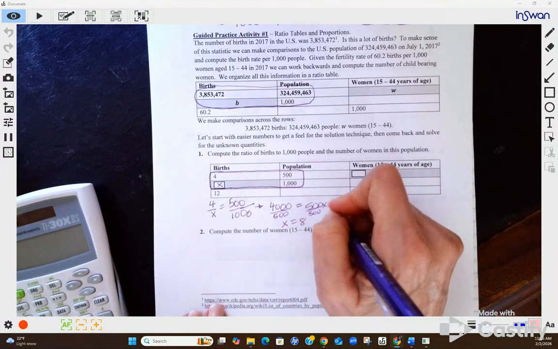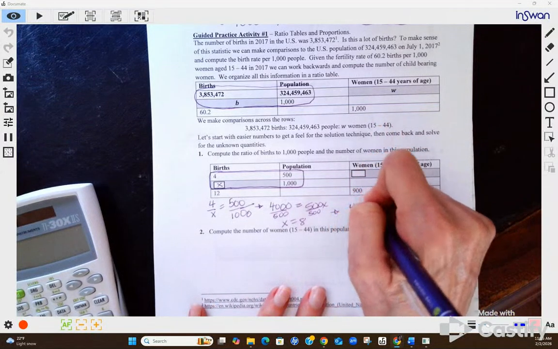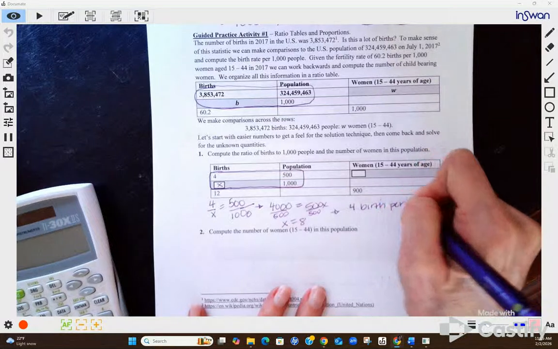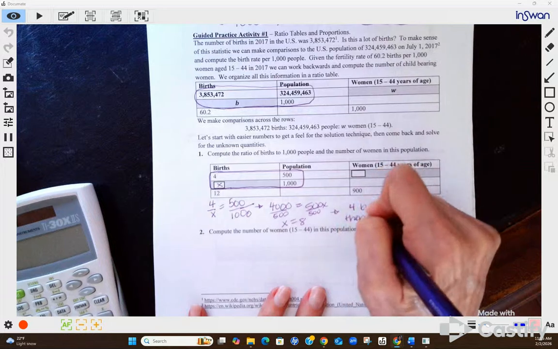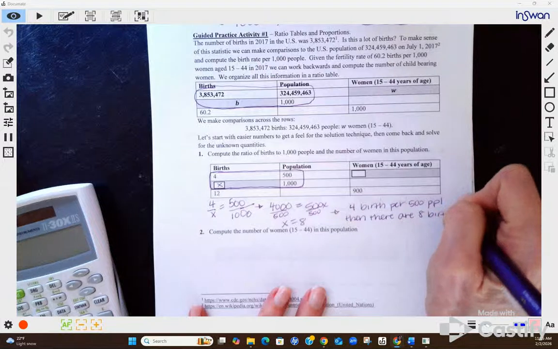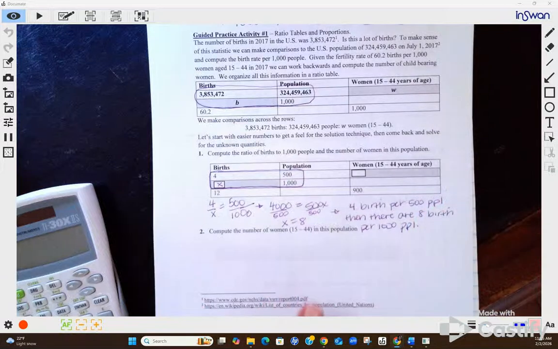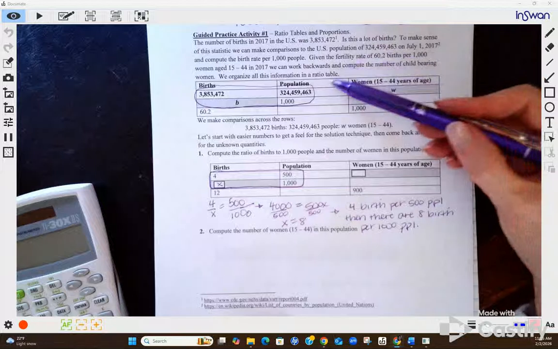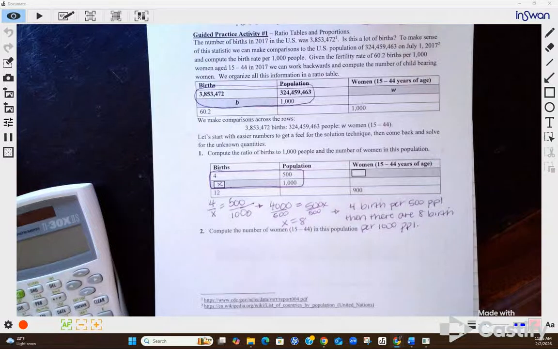Okay, so what that's saying is if there are 4 births per 500 people, then there are 8 births per 1,000 people. Okay, that might make sense to you already, but again, when you use these numbers up here, it's not going to quite compute so easily. You have to have a more mathematical approach.